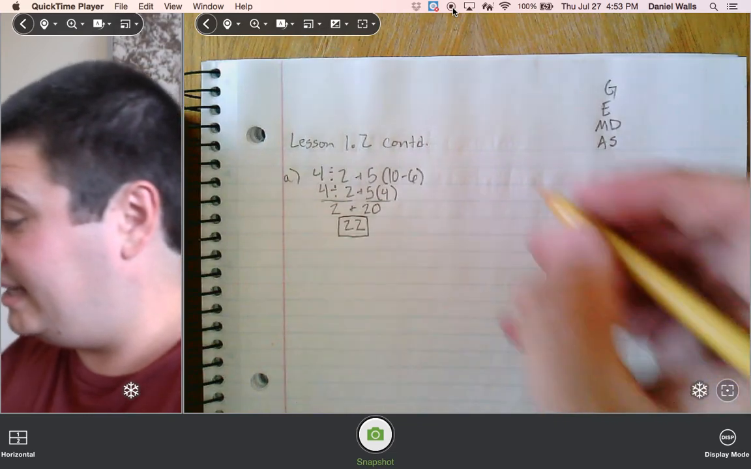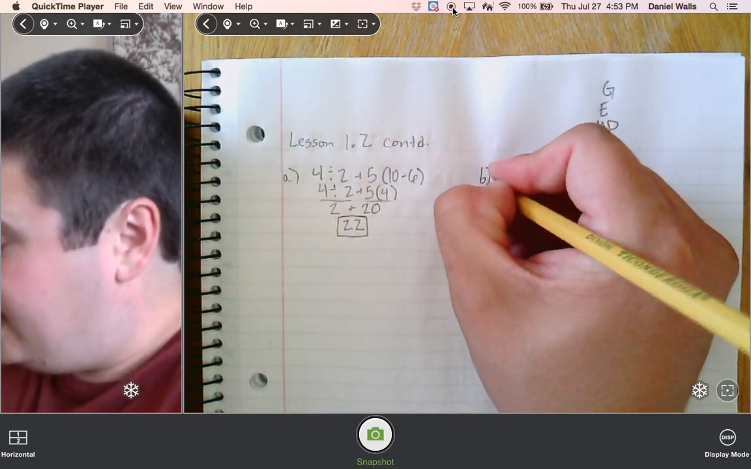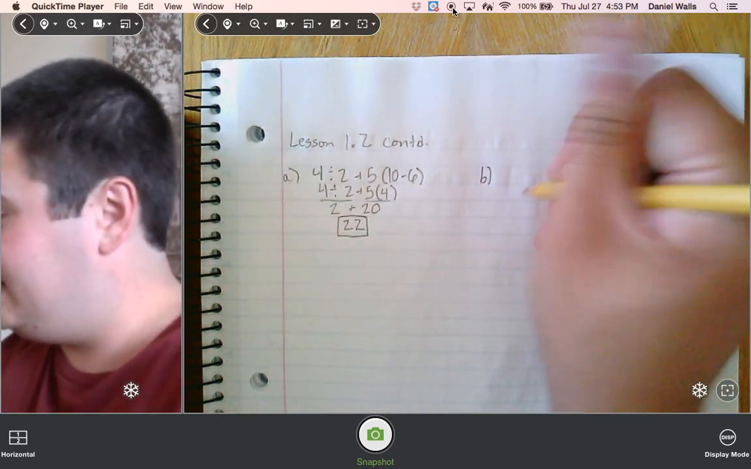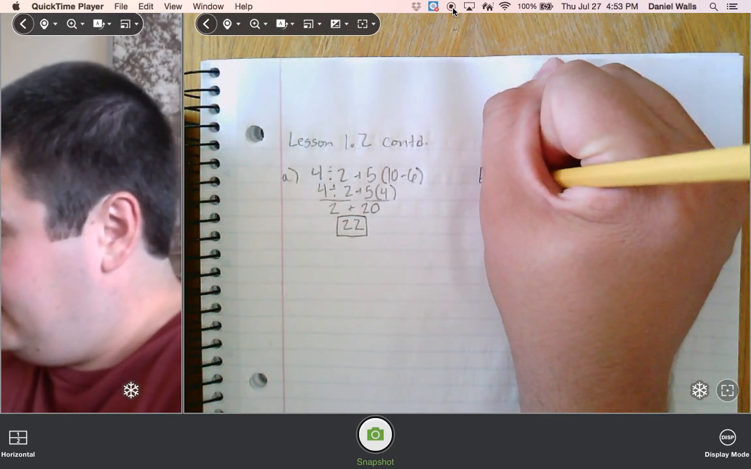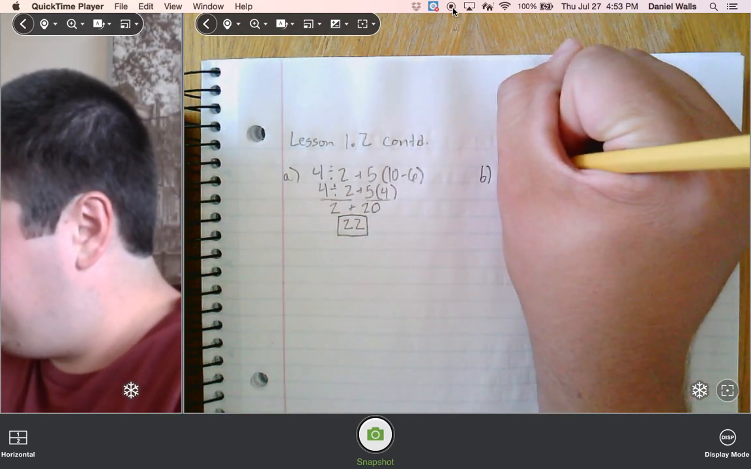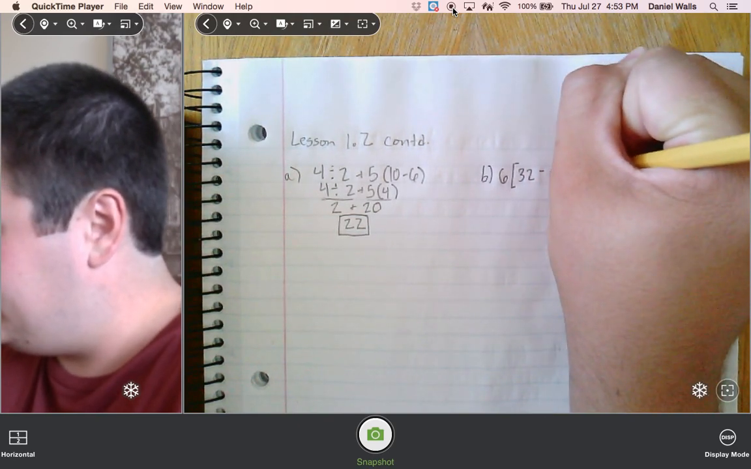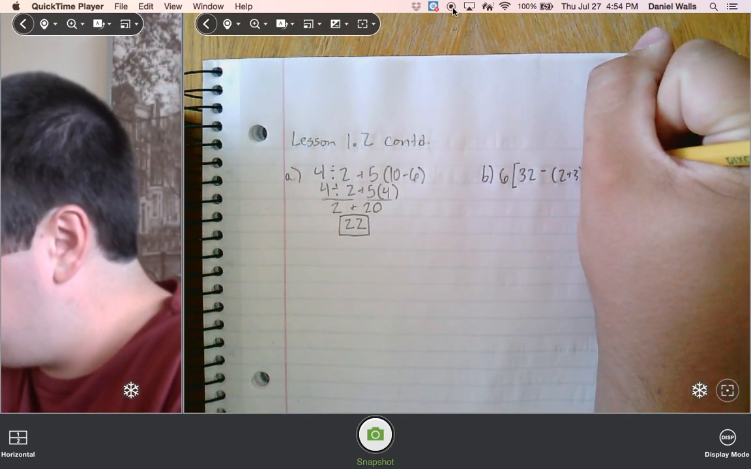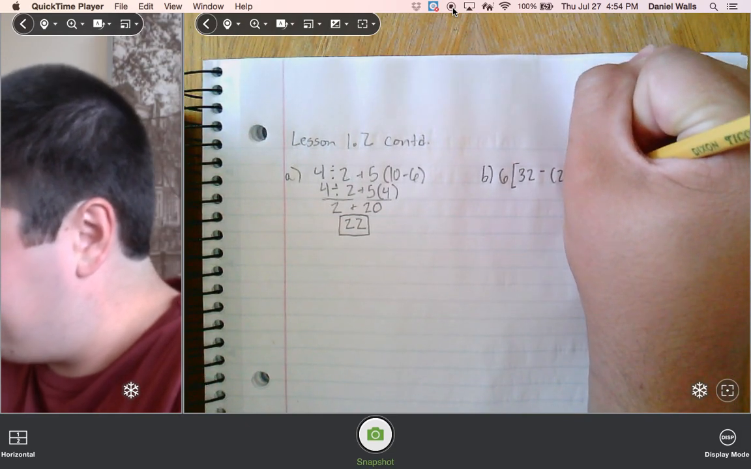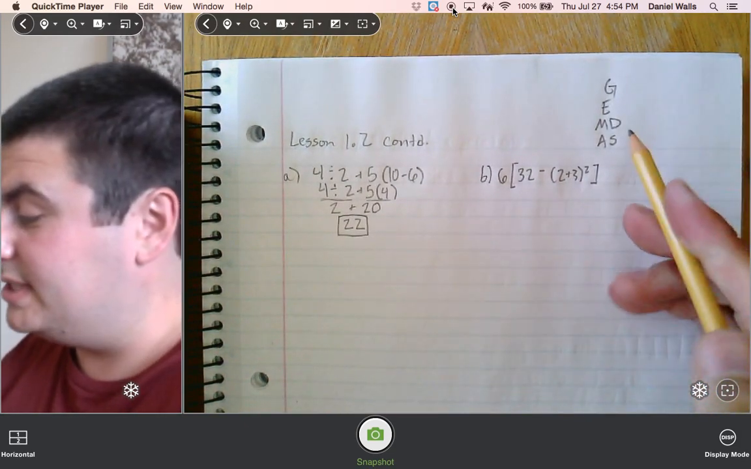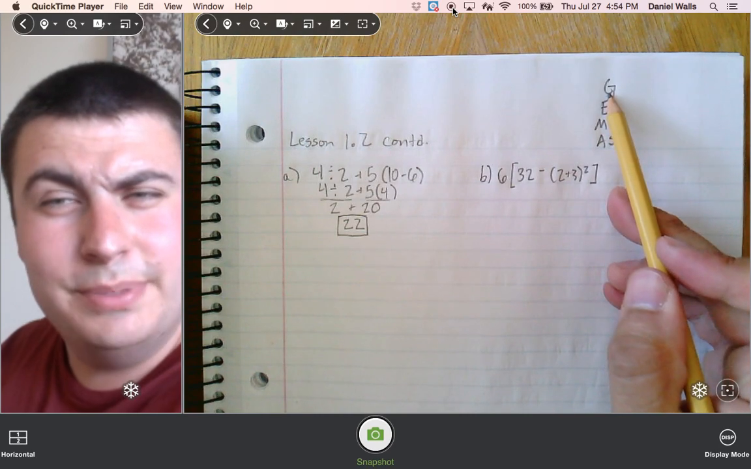Let's look at if we had another grouping symbol. So if we had 6 with an open bracket, 32 minus the group 2 plus 3 to the second power, close bracket. So we're going to start with our innermost grouping symbols.